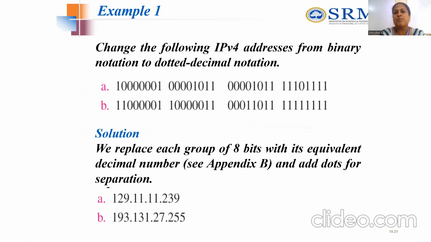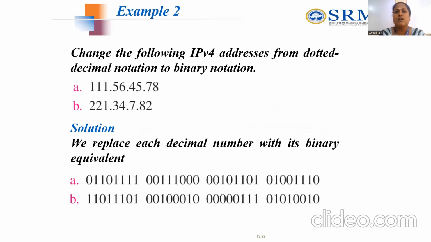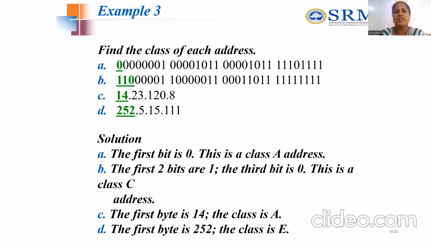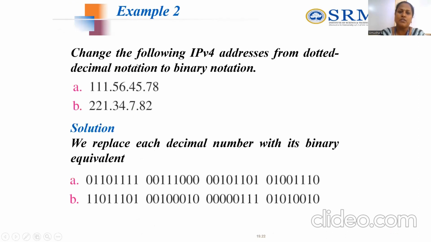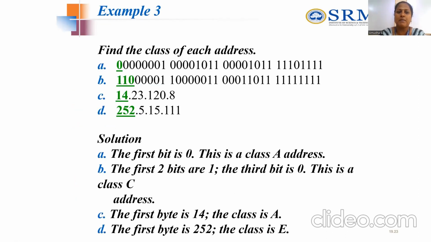These are some of the problems to convert the given IPv4 address from binary notation to dotted decimal notation. Whatever problem I discussed previously, we can apply the same rule here also. This is another problem to find the class of each address for the given binary notation and dotted decimal notation.